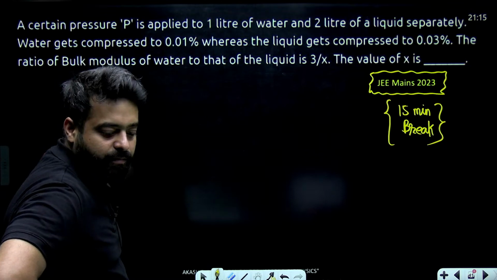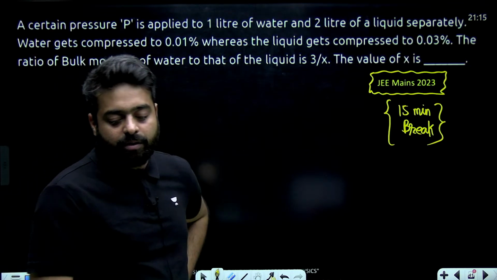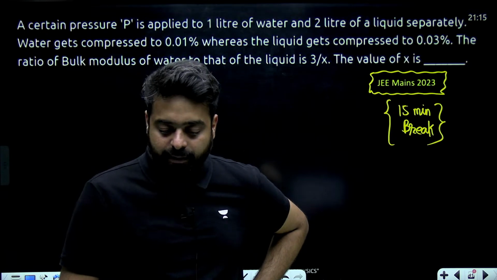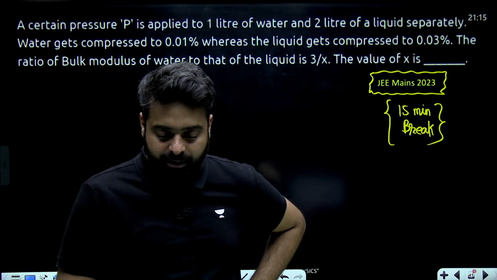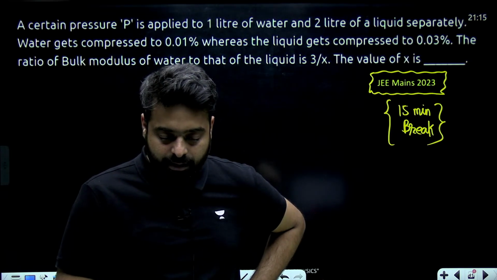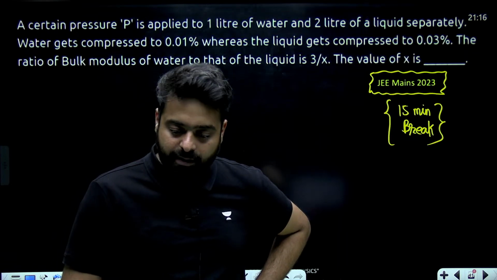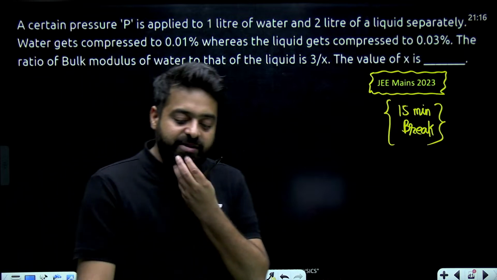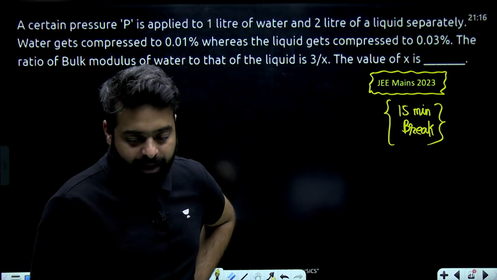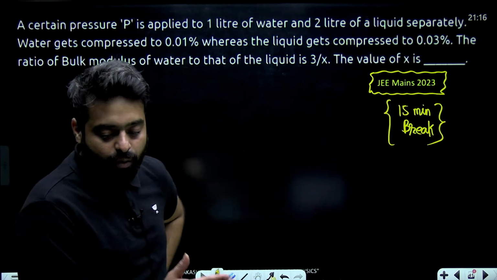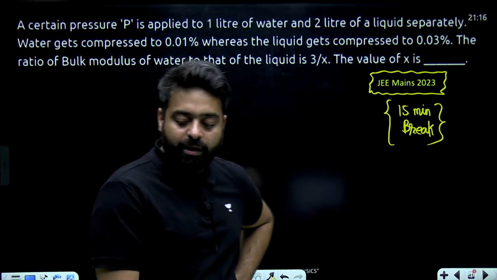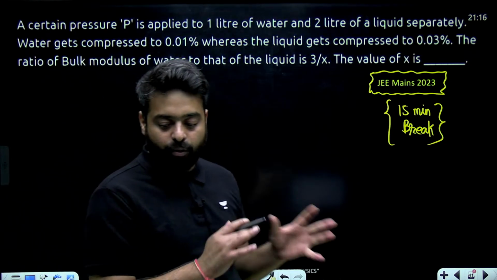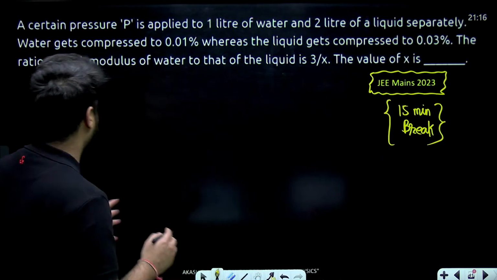What is this problem all about? Your fundamentals. Better the fundamentals, better will be the understanding. So what is given in this problem? Please try to understand. A certain pressure P is applied to 1 liter of water and 2 liter of a liquid separately. Means the pressure is the same in both the conditions, the water and the liquid.